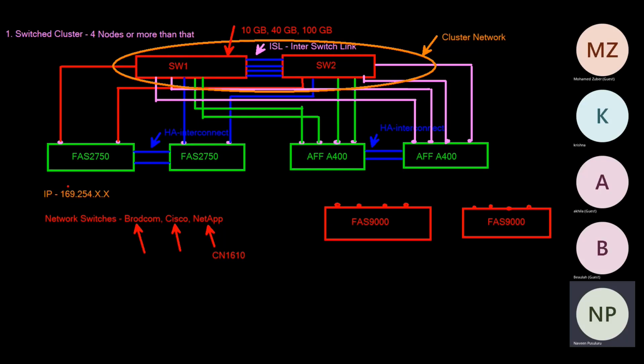The first two digits will be 169 and 254 only. These two, where I have placed the X, will change, and you don't need to worry about that. These IPs will be assigned automatically, and we don't use those IPs anyway. These are all for internal communication, cluster internal communication.